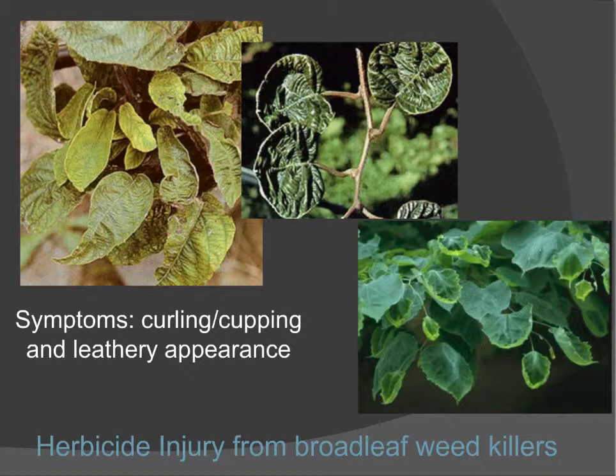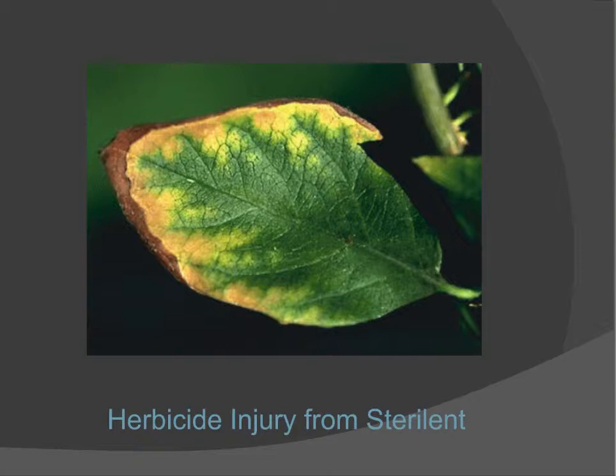Herbicide injury from a broadleaf weed killer, you'll see curling and cupping, sometimes a leathery appearance to the leaves. And this can occur either through root absorption or through volatilization, which is when the herbicide liquid turns gaseous and it will float up and damage the leaves. Herbicide injury from a sterilant, so if you've got some gravel around there and somebody's treated that gravel with a sterilant, it can get into the roots and damage the tree.